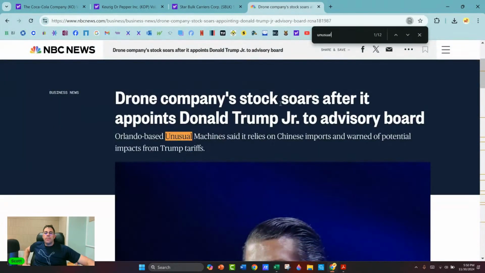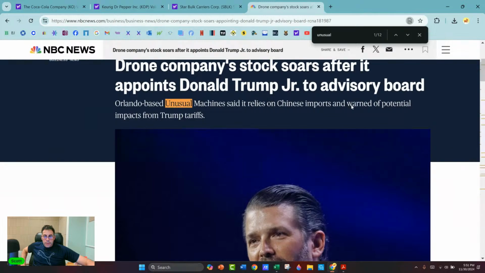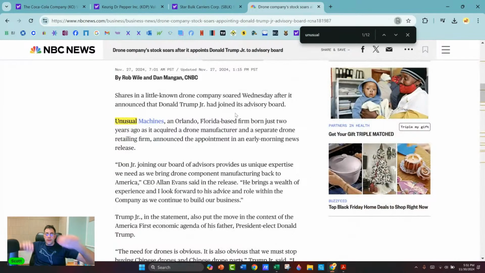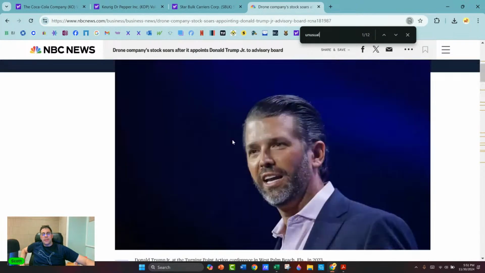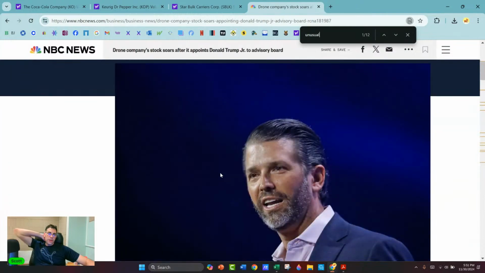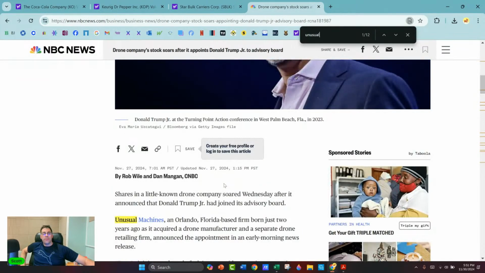So drone company stock soars after appointing Donald Trump Jr. to advisory board. So they put him on the board to help them because the company relies on Chinese imports and is concerned about tariffs. So if they put Donald Trump Jr. on board, maybe he'll convince his father not to impose a tariff on drones coming from China.